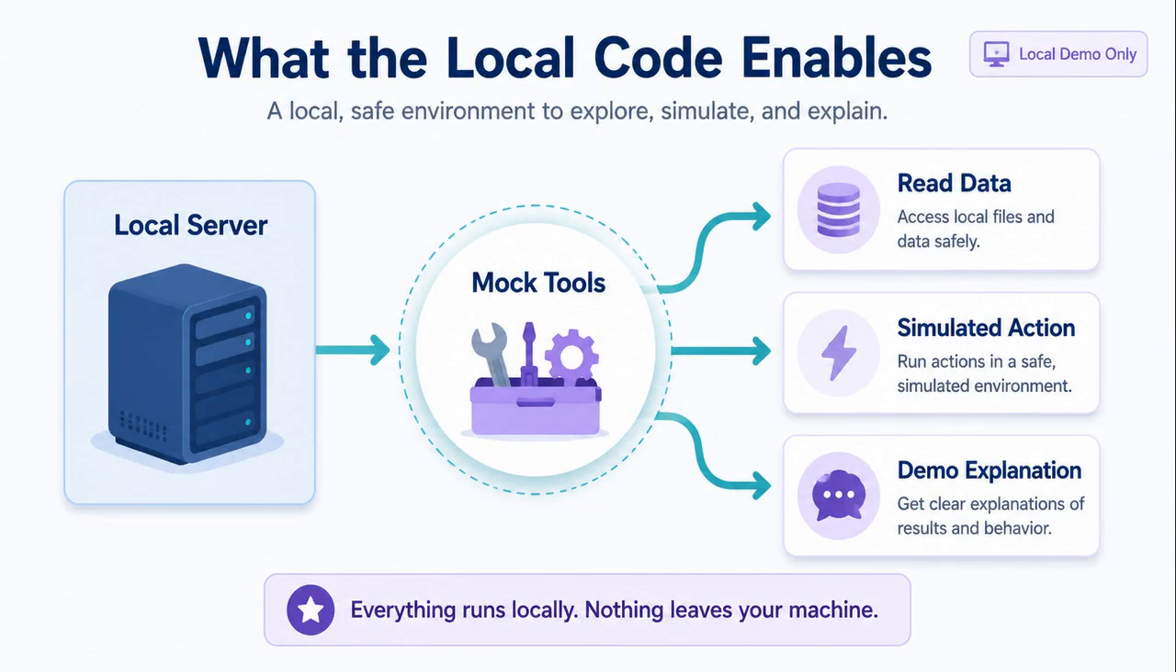Once where this pattern applies is clear, what the local code enables becomes much easier to understand. You now have a local demo MCP server. Cursor can discover its mock tools. The agent can call a read-only lookup tool. It can call a simulated action tool. It can explain the result after observing tool output. The code demonstrates agent behavior without live external effects. That is the safest way to learn the pattern.